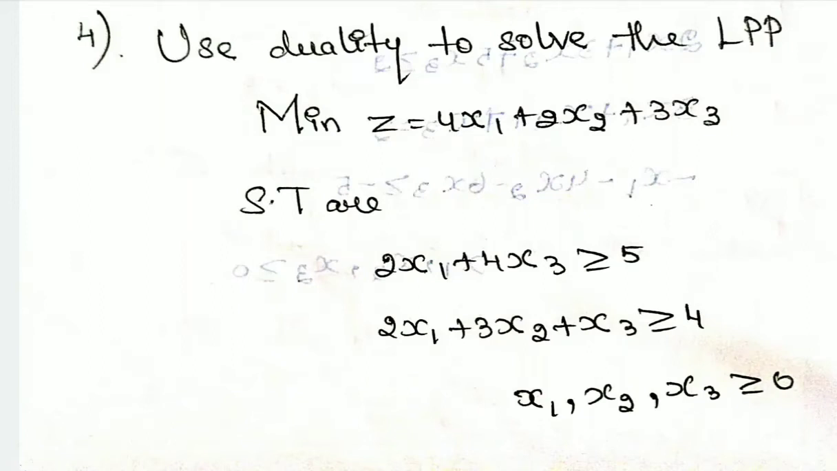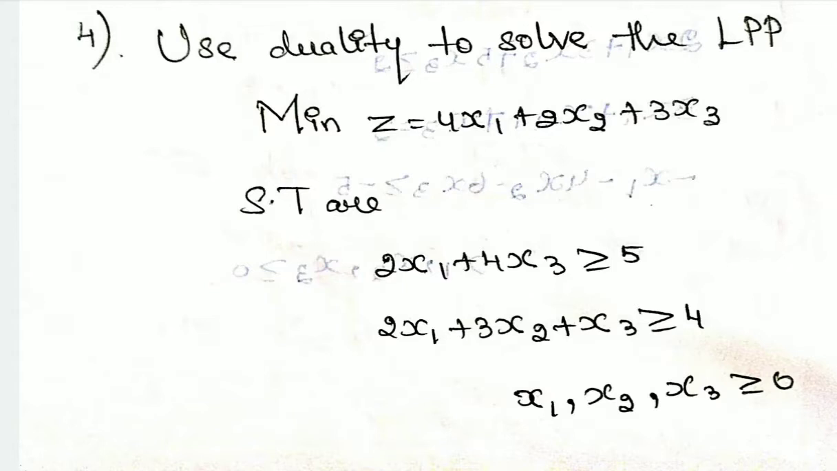Hi everyone. In this class, we are going to see how to solve the duality problem. Use duality to solve the following LPP. Minimization of z is equal to 4x1 plus 2x2 plus 3x3. Subject to the constraints 2x1 plus 4x3 is greater than or equal to 5, 2x1 plus 3x2 plus x3 is greater than or equal to 4, and x1, x2, x3 are greater than or equal to 0.